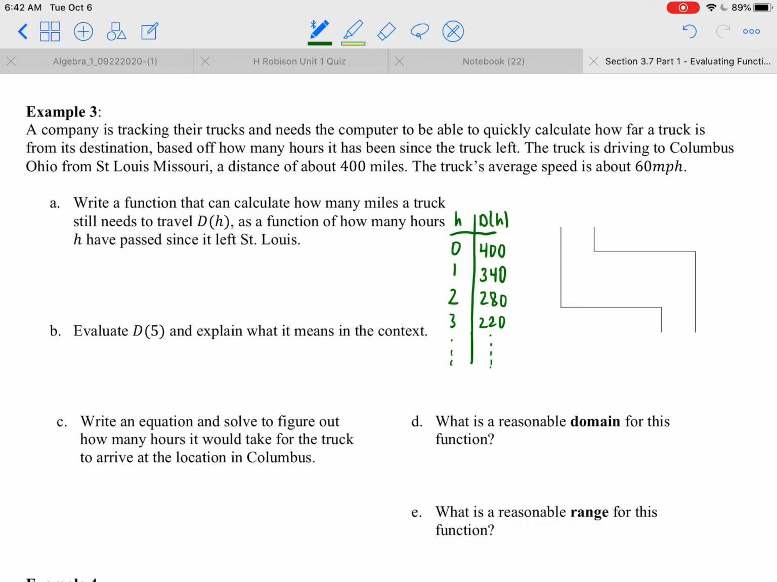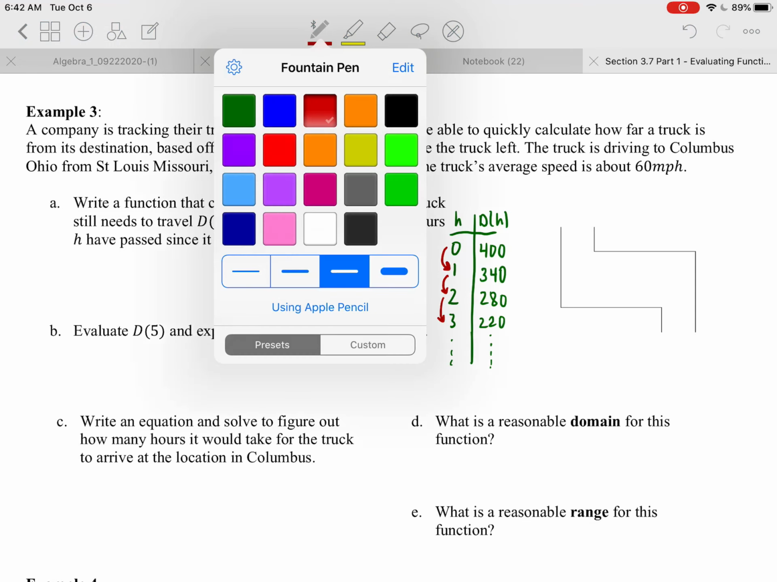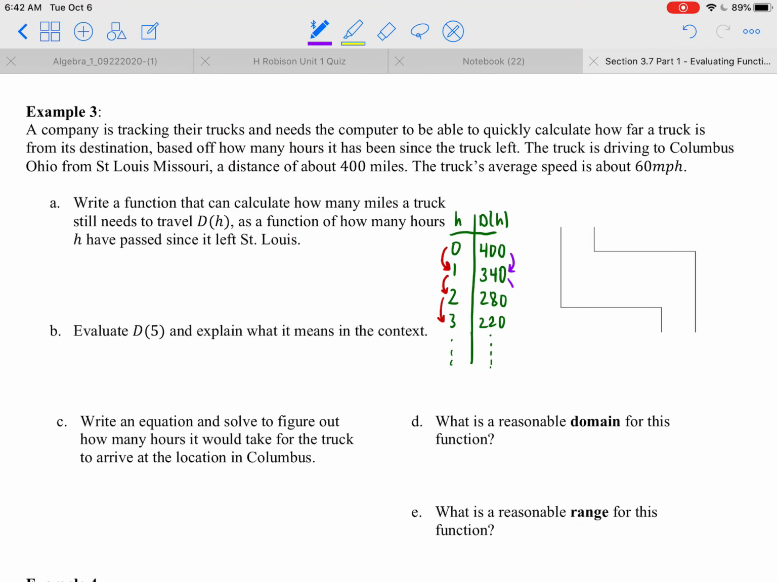But what I want you to see here is that notice how as the inputs are going up in number from 0 to 1, 1 to 2, those numbers are getting bigger. The output numbers are actually getting smaller. So it's what we call an inverse relationship. As one number goes up, the other number goes down. So they're kind of opposite of each other. The reason I bring that up is because our function is going to need to go down as the h value gets bigger and bigger. So we just have to keep that in mind. It's not going to be like 400 plus h or something like that. There's going to be some subtraction here.